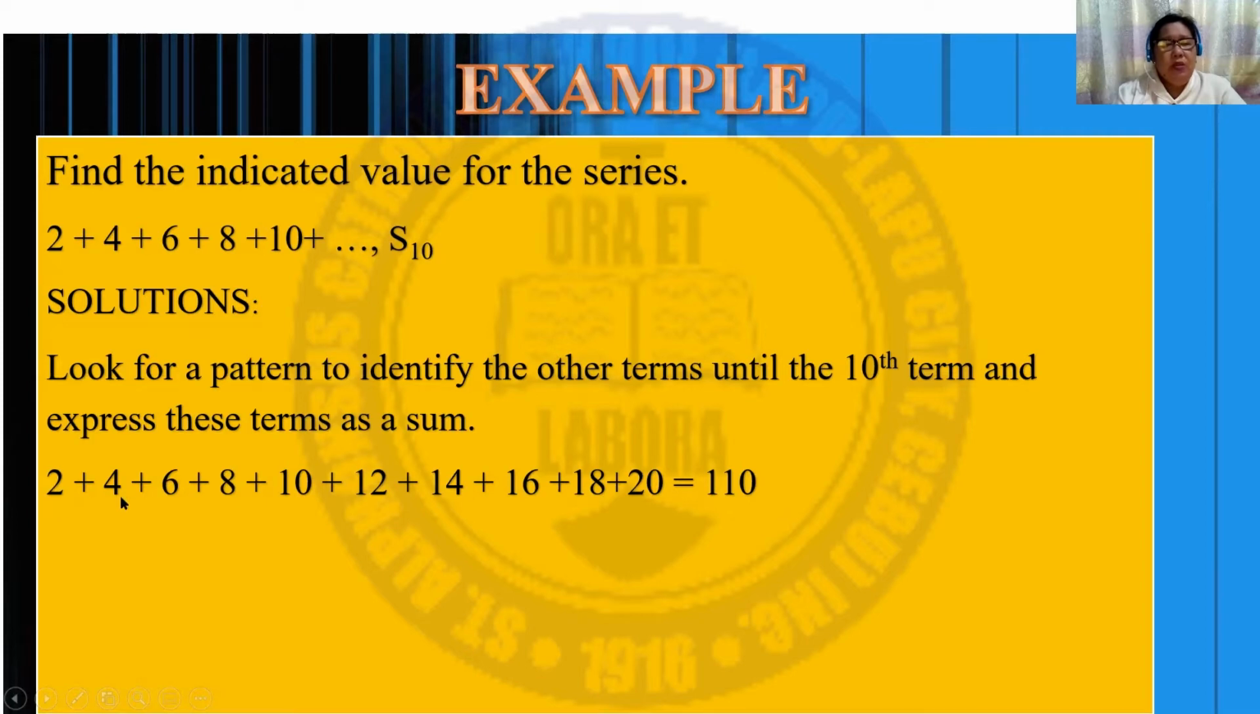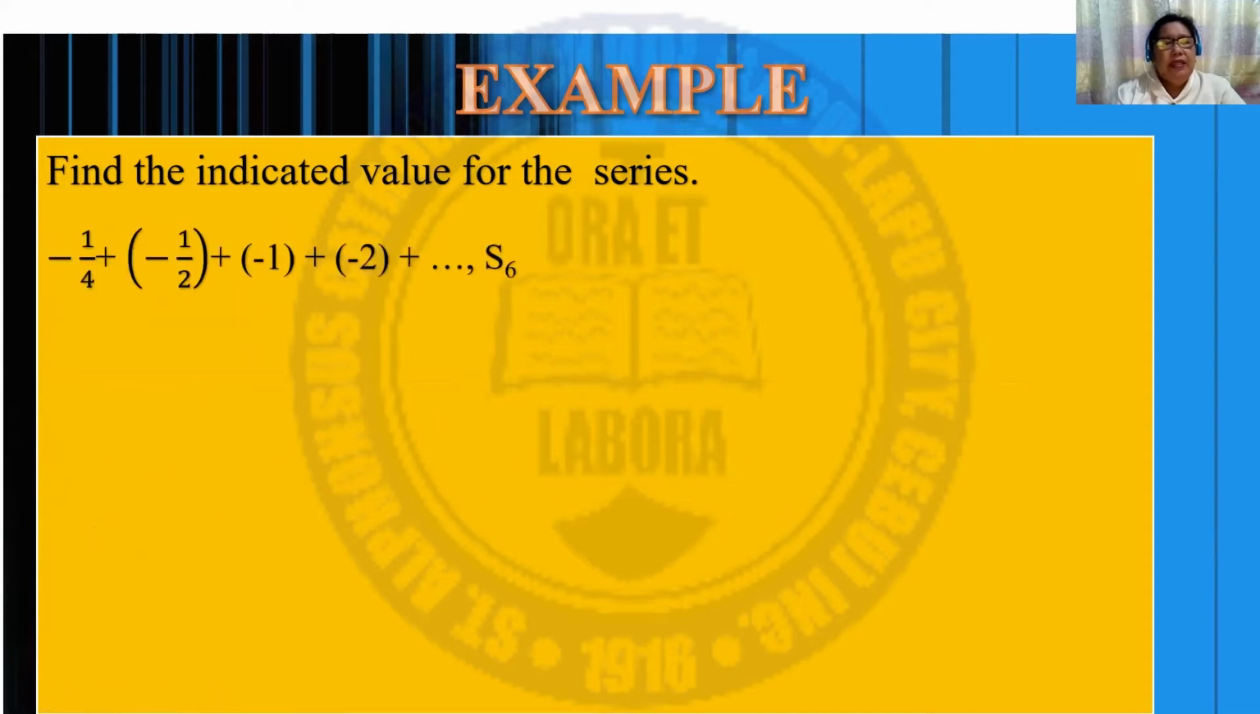So 2 plus 2 is 4, 4 plus 2 is 6, and so on. Again, the sum of the 10 terms is equivalent to 110. Next, find the indicated value for the series. The indicated is the sum of the 6 terms.